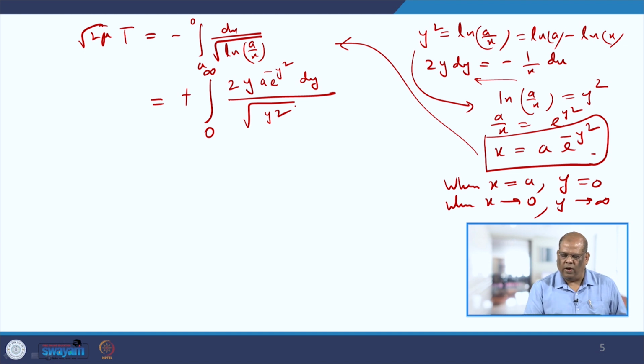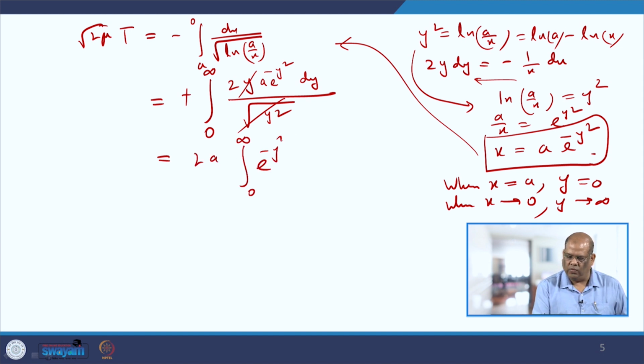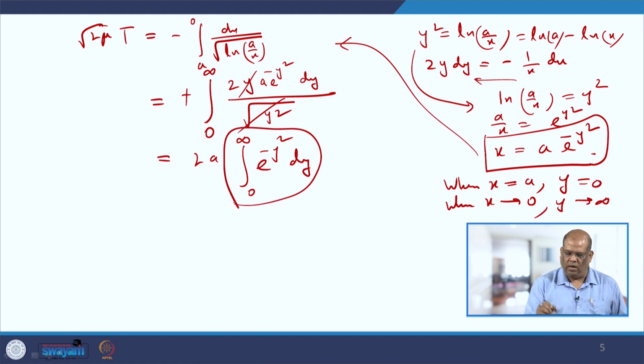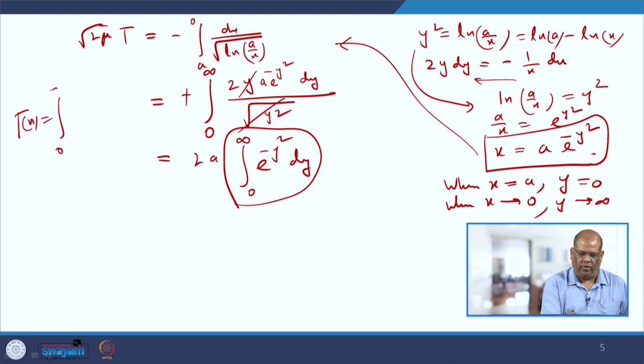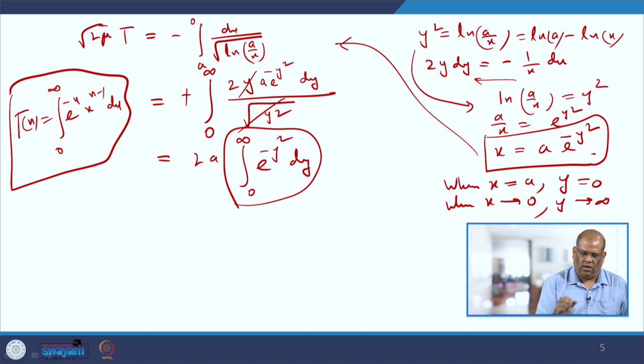Once you substitute everything, you have this cancelled and you get 2a times the integral from 0 to infinity of e to the power minus y square dy. The easy way of doing this is using the beta gamma function. In this case it will be the gamma function, and if you recall, the formula is gamma n is equal to the integral from 0 to infinity of e to the power minus x, x to the power n minus 1 dx. So, this is your value.